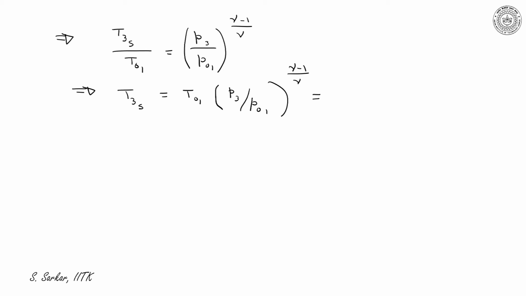Let us put all the values. 1100 Kelvin, P3 I know, 188, P01 I know as 400, divided by 0.25. And if you evaluate this, you will get 910.8 Kelvin. Thus now I have evaluated static temperature at the exit of the stage.